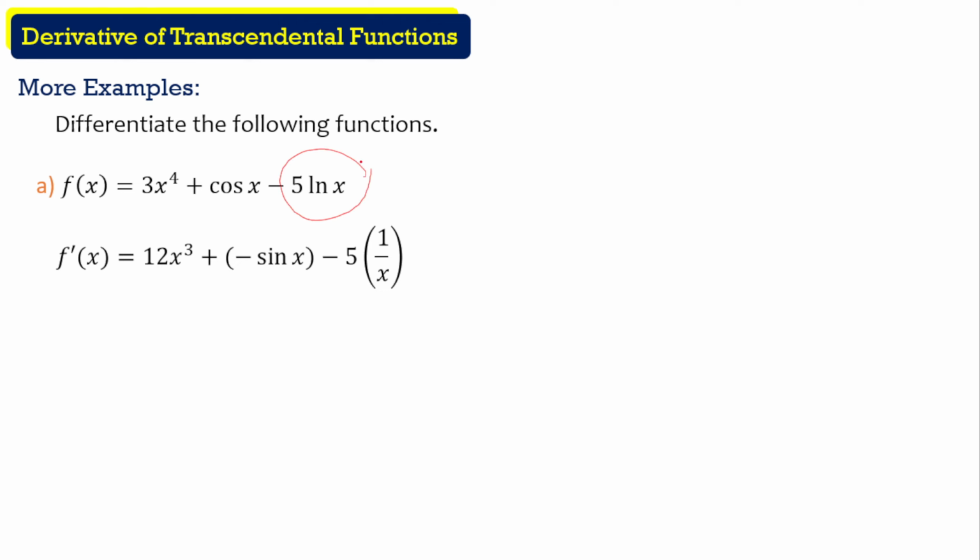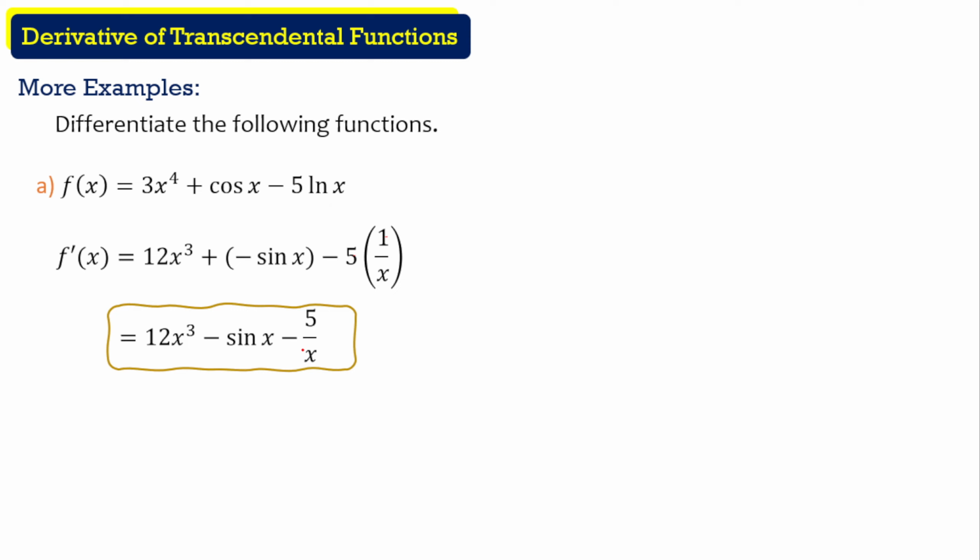Now, derivative of 5 ln x, ilabas daw si constant, di ilabas. Ang derivative ng ln x is 1 over x. Simplifying, 12x cubed plus, so that will become minus because positive times negative will be negative. So, negative sin x minus 5 times 1 is 5 over x. Okay, so that's the final answer.